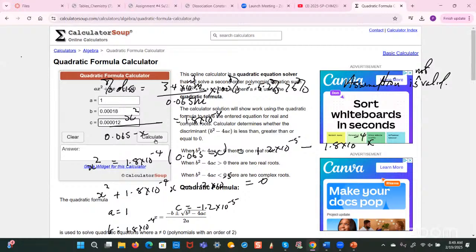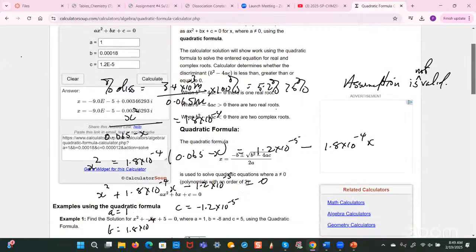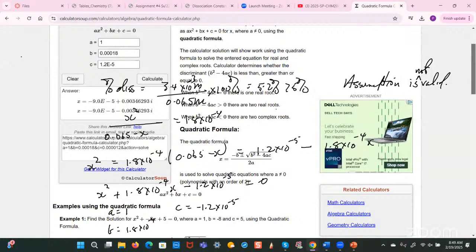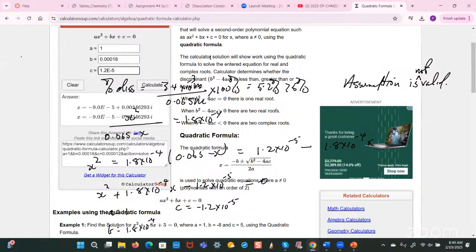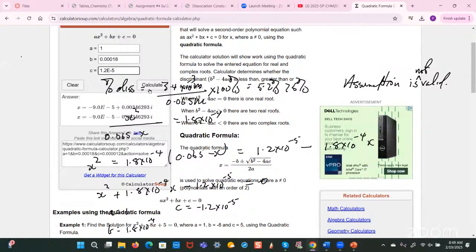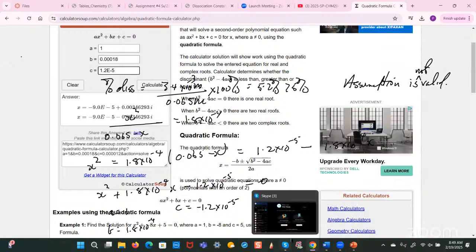Okay, and then I hit calculate, and let me see what the answers are. I got 2 answers. Oh, wait a minute. Something is wrong. I think C has to be negative. Thank you. Miss Morris is on the ball today. Okay, negative. Where is it? Why is it not working for me here? For some reason, the negative sign is not showing up when I press the button. Let me try this. Okay.